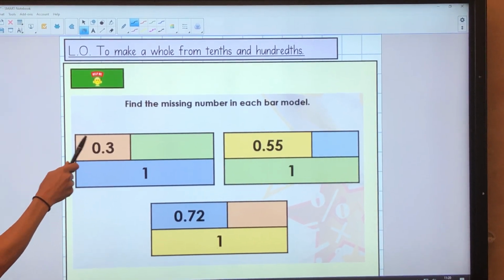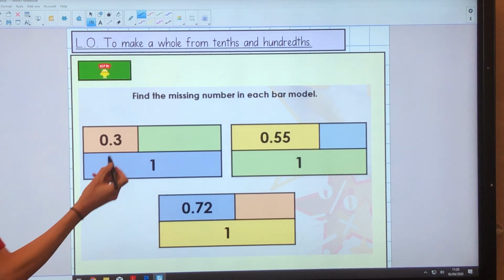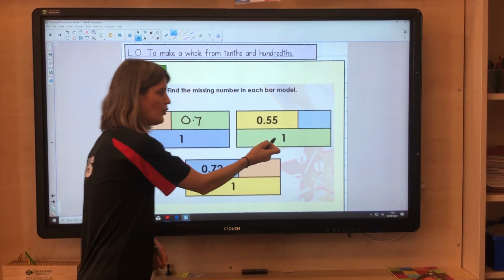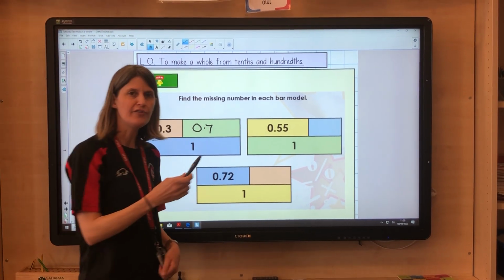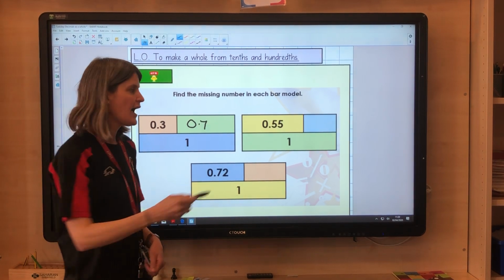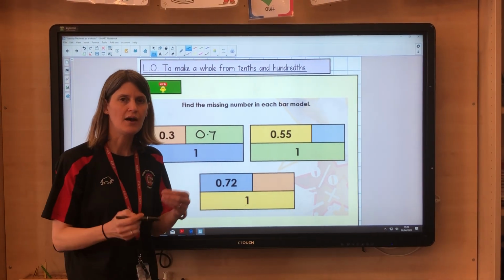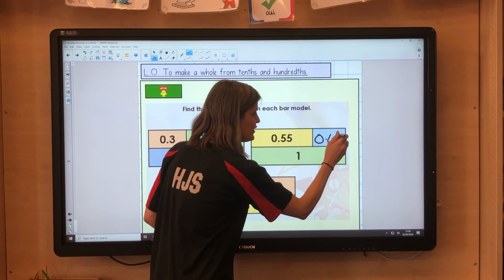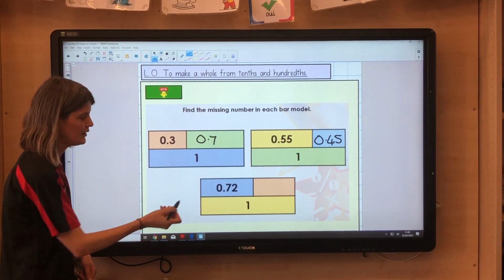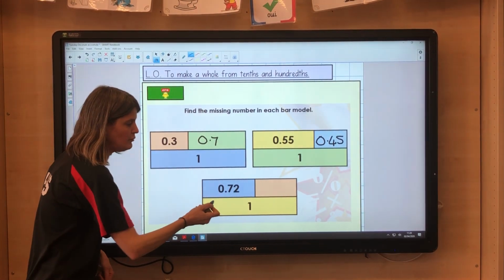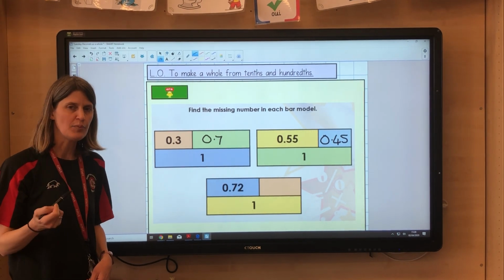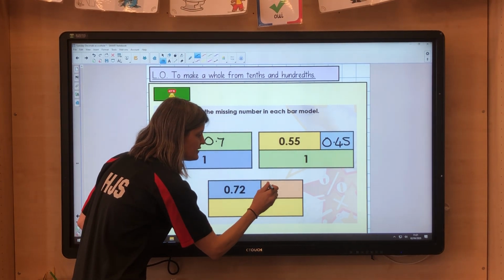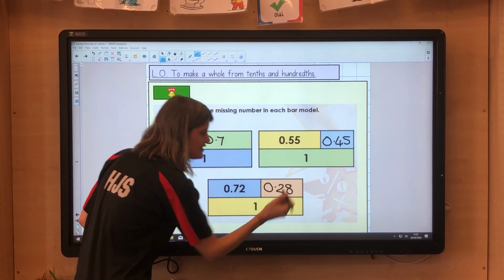One whole, 0.3, 3 tenths, so I need 7 tenths, 0.7. One whole on the bottom, 0.55, that's 55 hundredths. How many more hundredths do I need to make 100 hundredths? I'd need 0.45, 45 hundredths. And finally down the bottom, one whole, 72 hundredths, 0.72. I need to make 100 hundredths, so I'd need 0.28, 28 hundredths.